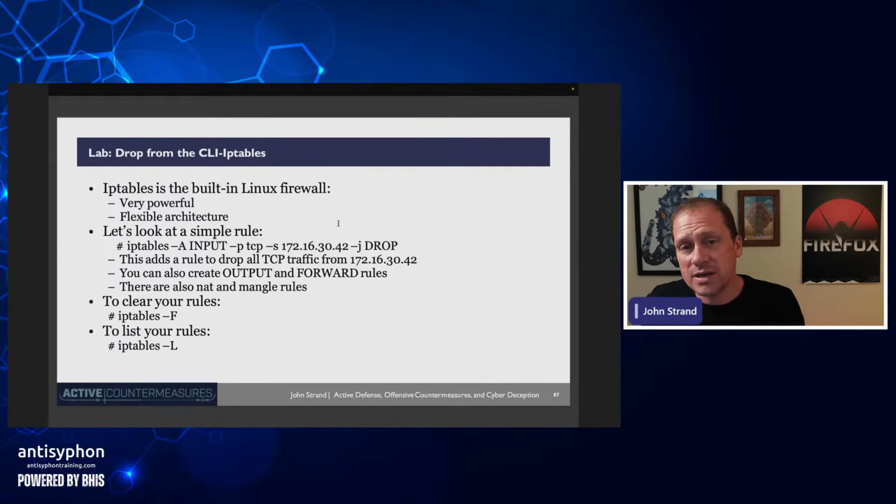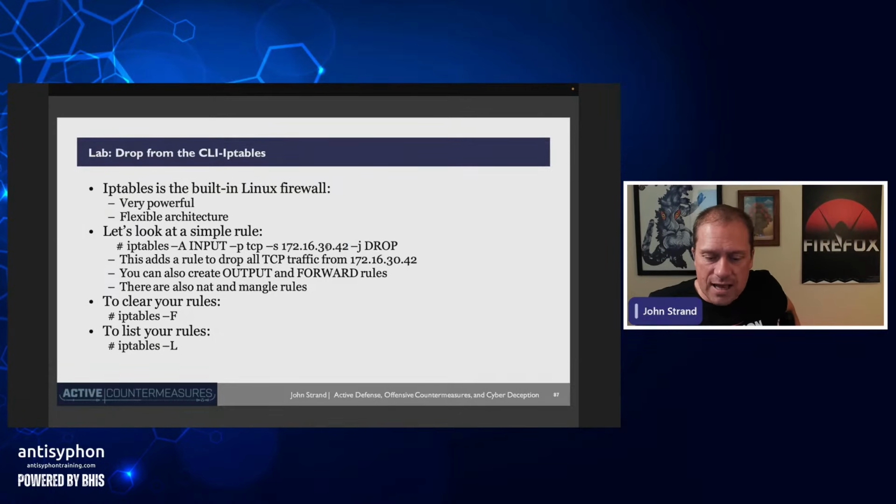The source IP address is 172.30.42, and then we can jump to DROP, which means as soon as that IP address is matched, it's automatically going to drop any and all traffic from that IP address. So as soon as somebody tries to connect to your system from that IP address, it's done.